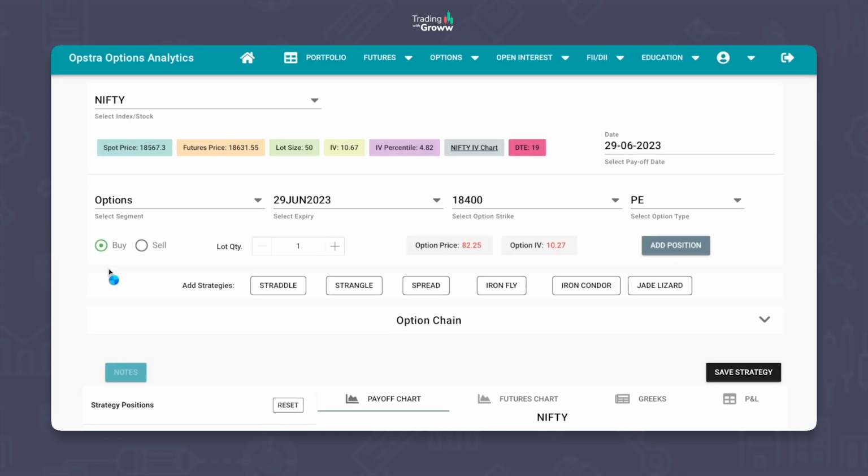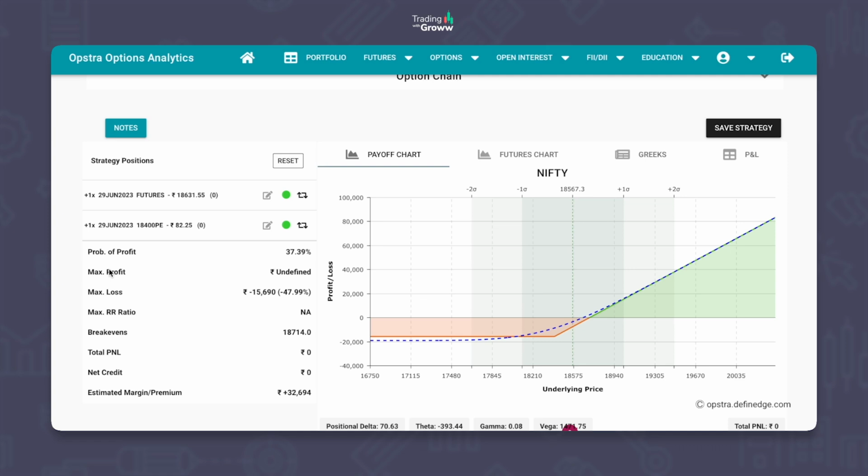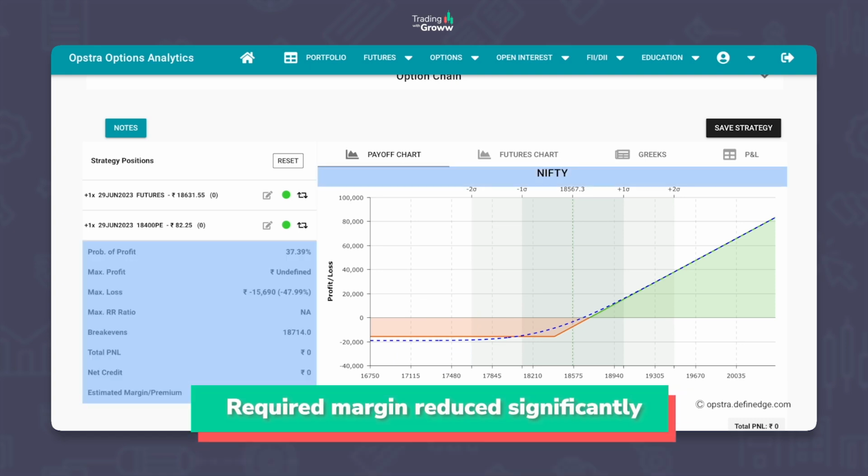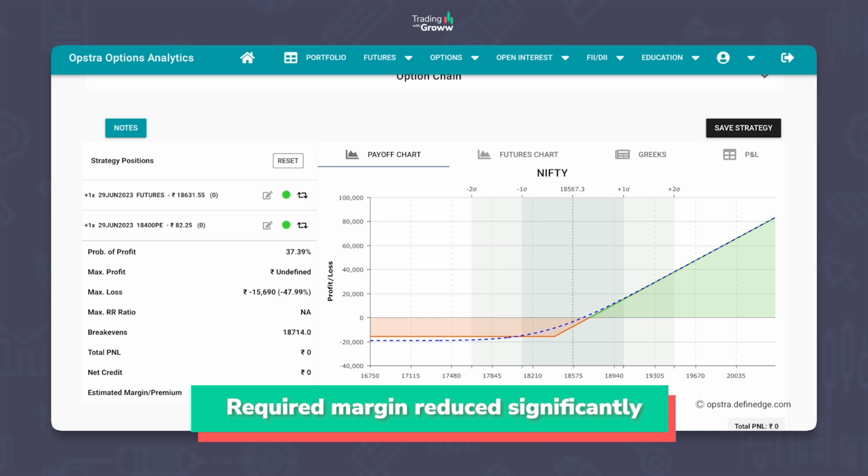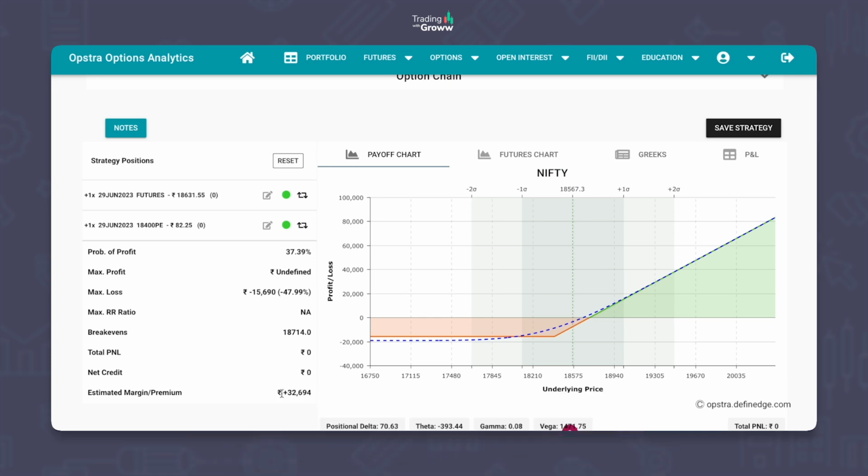So I added a buy here, and if you scroll down, you can see the maximum loss is capped. Approximately my maximum loss is around 15,000, and also the required margin drastically reduced. From 1 lakh, it is now just 32,000, because we are buying a put option which is not very far from our current spot, just 200 points away from the spot.